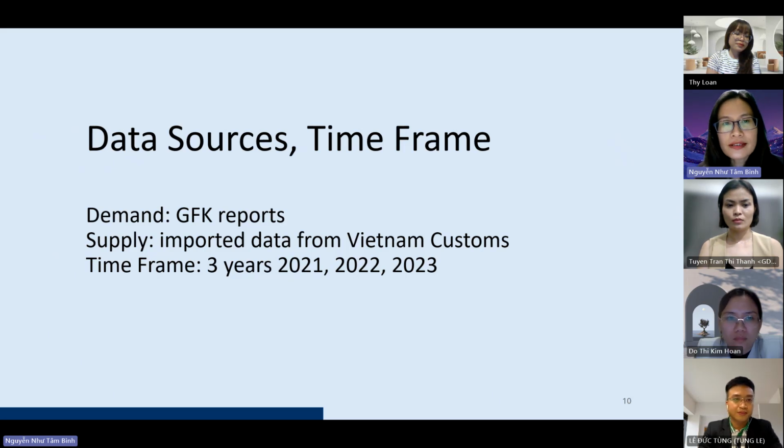All the demand figures are collected from GfK reports, and all the figures for supply are import data collected from Vietnam Customs, and all these figures are published officially, so we can rely on those figures. And the time frame we chose to analyze is 3 years: 2021, 22, and 23.